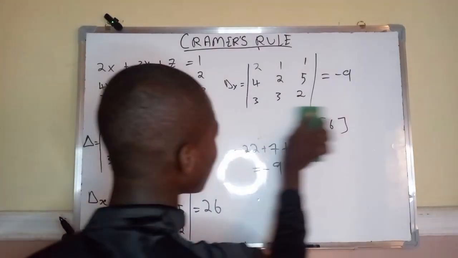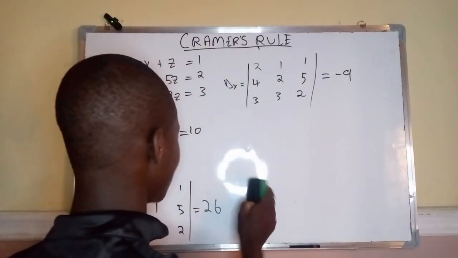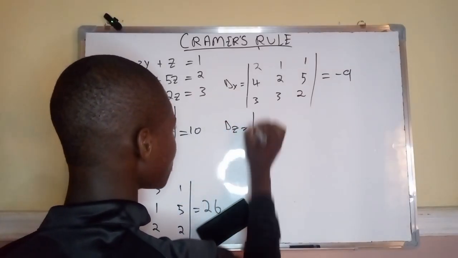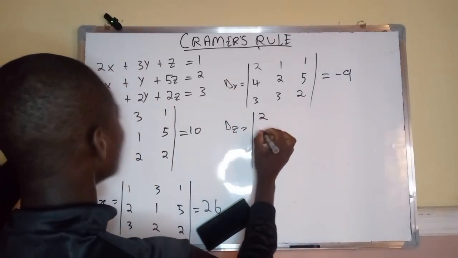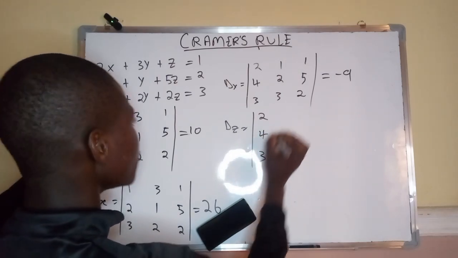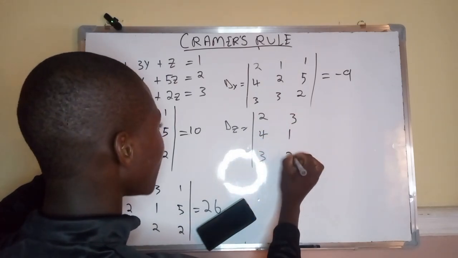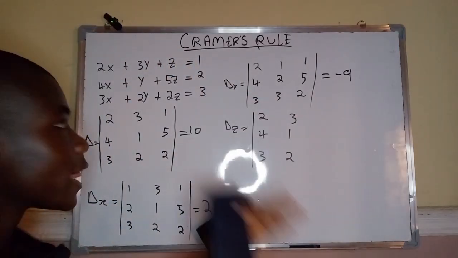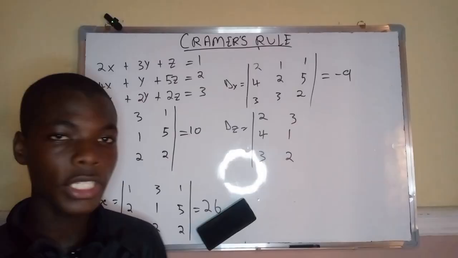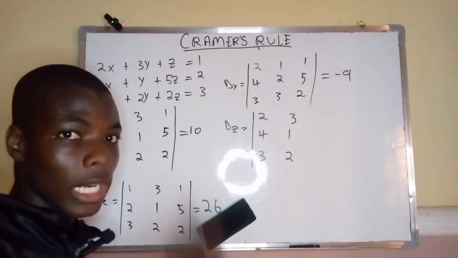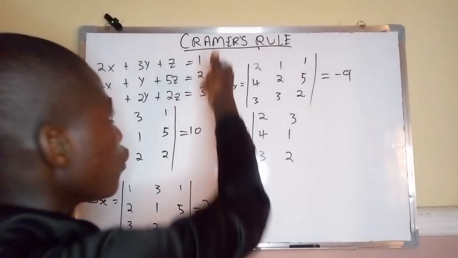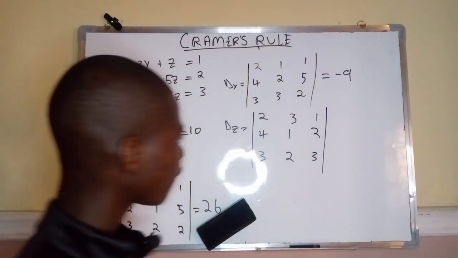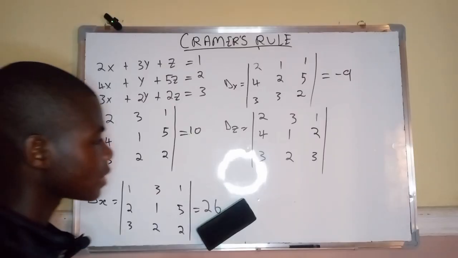So therefore, let's see the determinant of z. So the z matrix is equal to 2, 4, 3, and 3, 1, and 2. Since we are looking for the determinant of z, we have to eliminate the values of the coefficient of z in the column of z, and we are going to insert this equal sign column, which is 1, 2, and 3. So therefore, let's also find its determinant.